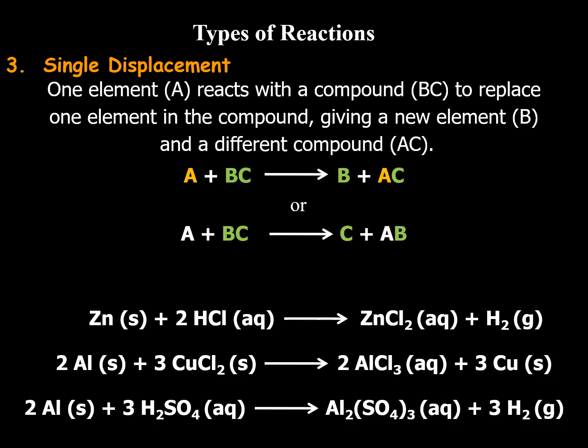Our third type of reaction is a single displacement, where we have A plus BC gives you B plus AC. So the A and the B switch places. The A replaces the B. And likewise you have A plus BC, where the C and the A switch places as well.